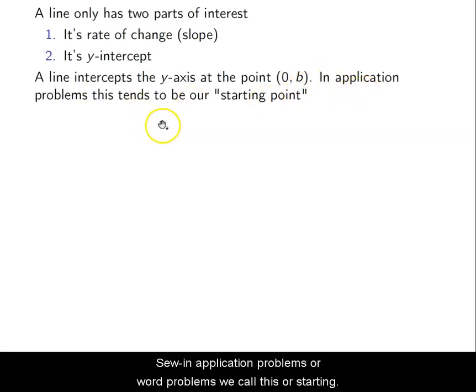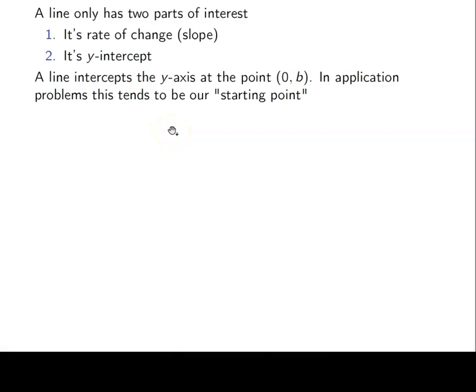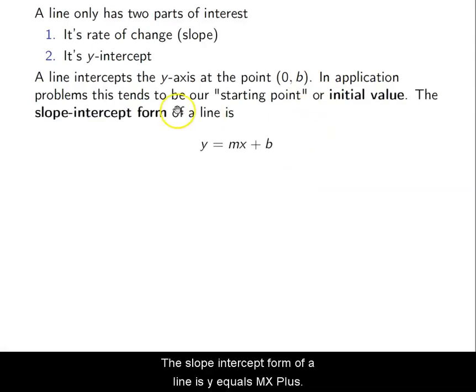In application problems or word problems, we call this our starting point, or our initial value. The slope-intercept form of a line is y equals mx plus b. This is the form of a line that I prefer to see all of our equations in.